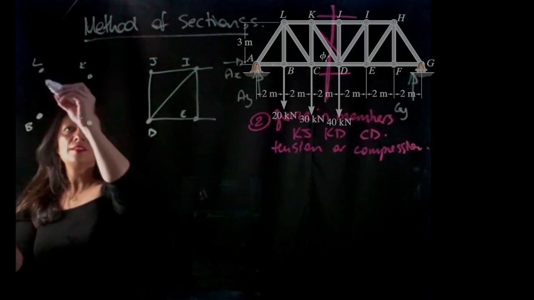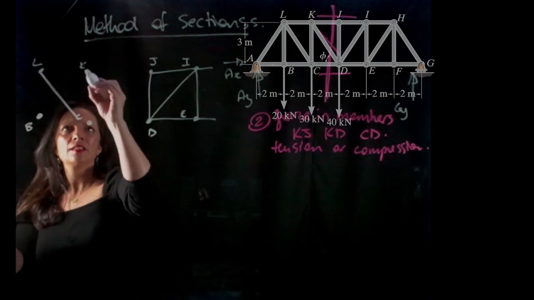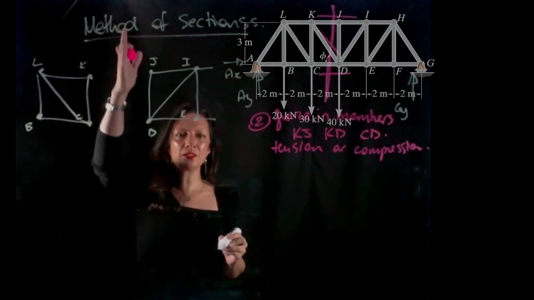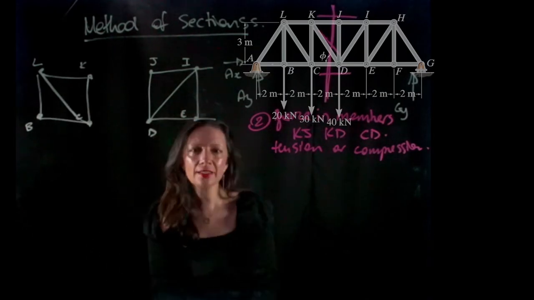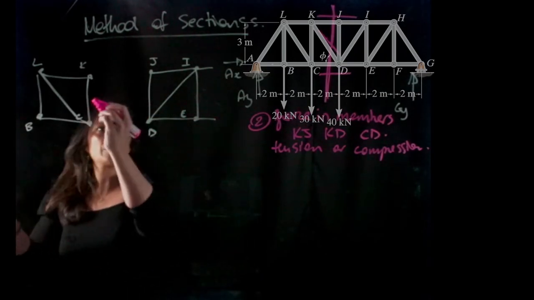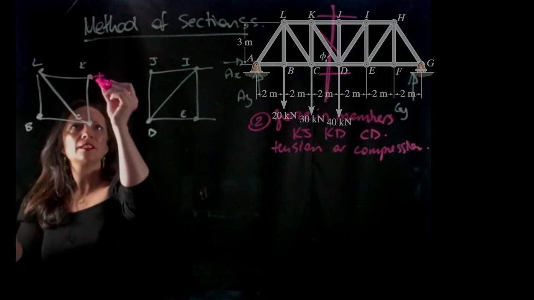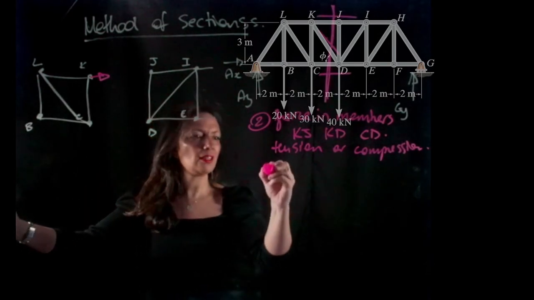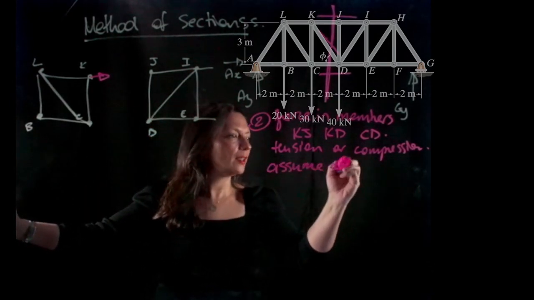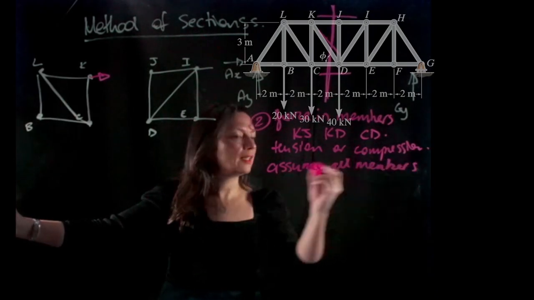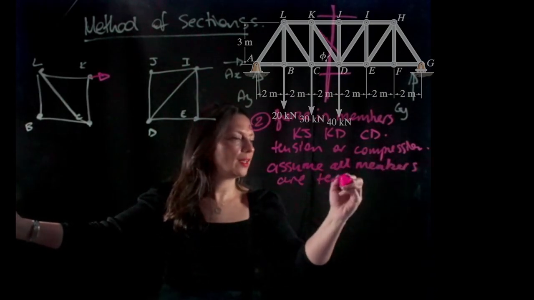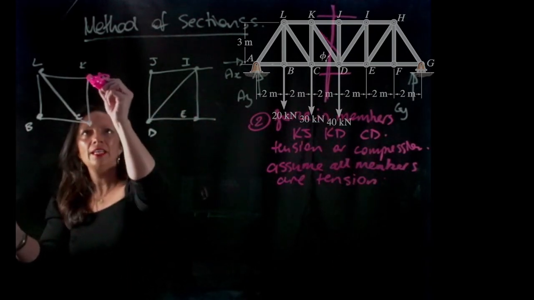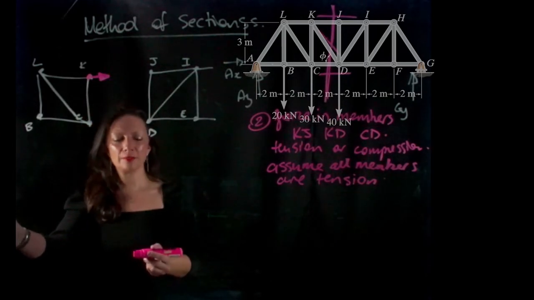And then on this side we have this going on. So what happens when I take this section? When I take this section, I'm going to have some exposed forces. So on this side, I'm going to assume again that all my members are in tension. So let's assume all members are in tension, which means they're going away from the joint. So here is my joint K, and I'm going away from the joint.